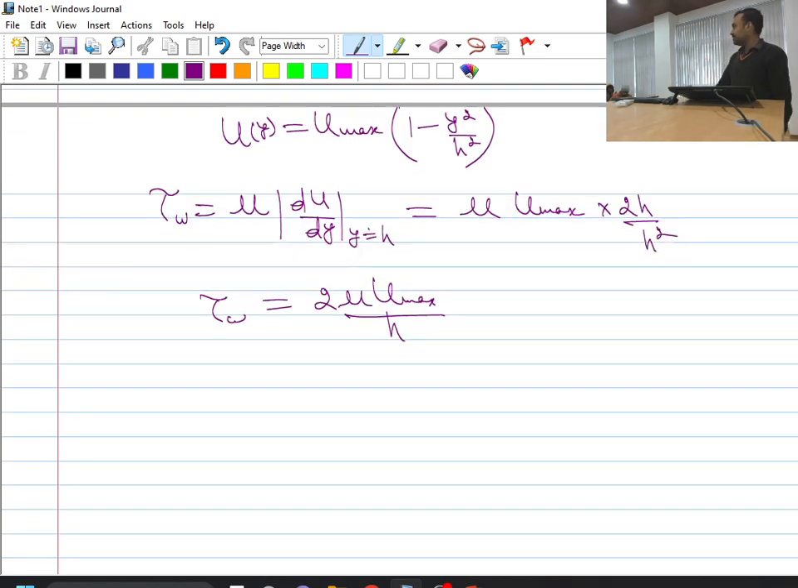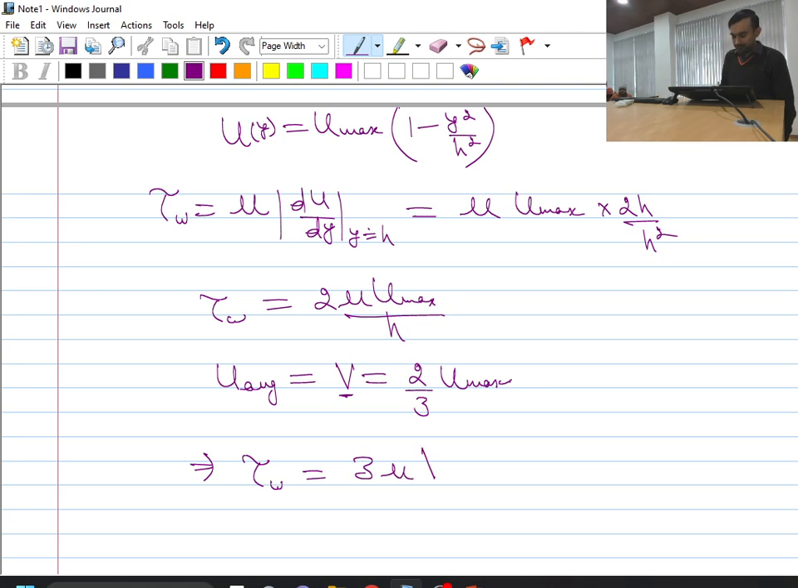One more important relation we made: u average, let me write it equal to v, because v is the symbol we use for average velocity in the streamwise direction. So u average, which is nothing but v, for this type of flow, a plane Poiseuille flow, we derived earlier that average velocity is equal to 2 by 3 times the maximum velocity. So v equals 2 by 3 times u max, which means I can replace u max with 3 by 2 times v average. So tau w will become, from here 2 will cancel, 3 mu v by h.